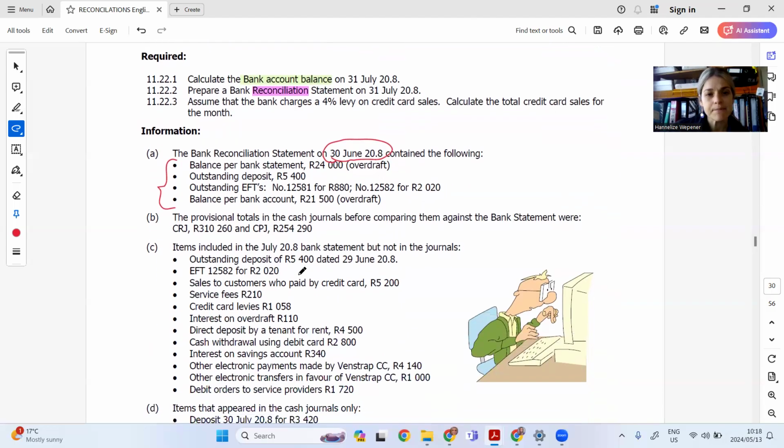Okay. So it says here that the bank reconciliation statement on the 30th of June contained the following. You had a bank statement balance of 24,000 overdraft. That is what you ended with on your bank statement on the last day of the previous month. Then you had an outstanding deposit and outstanding EFTs. In other words, you now want to see the outstanding deposit and the EFTs on the current month's bank statement.